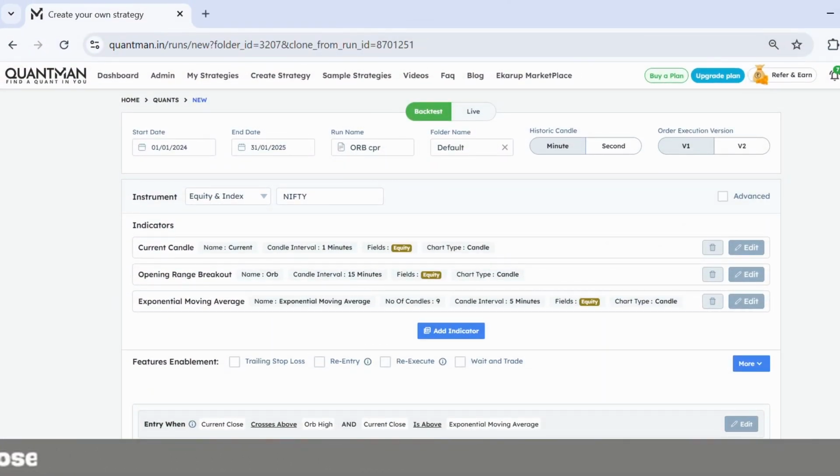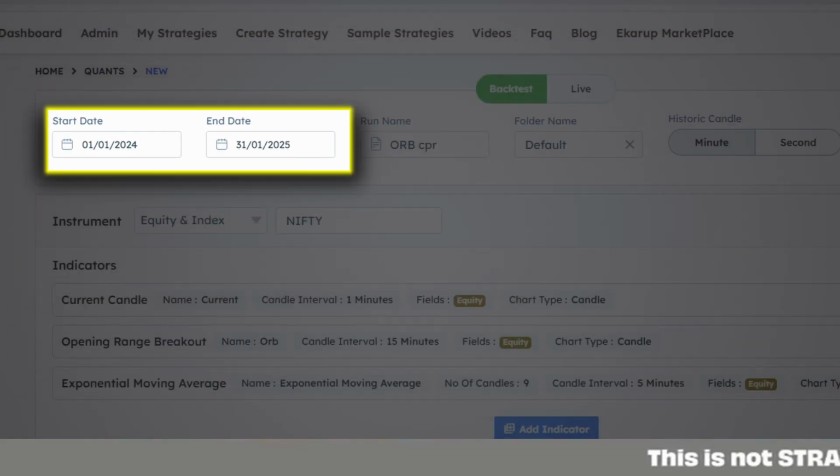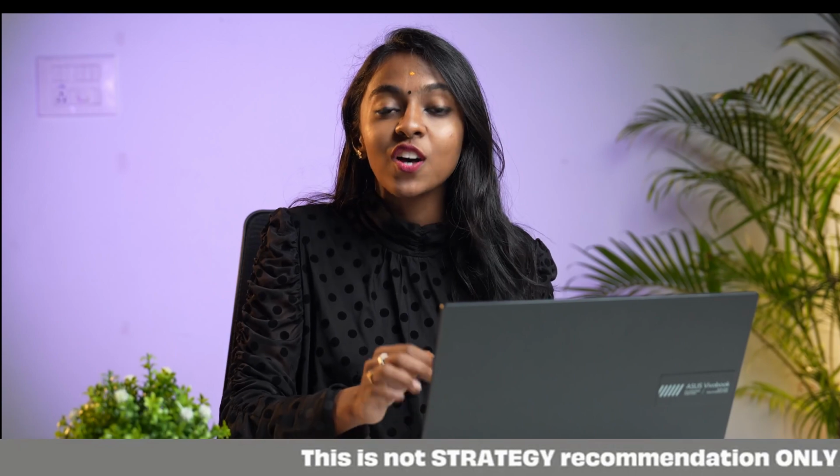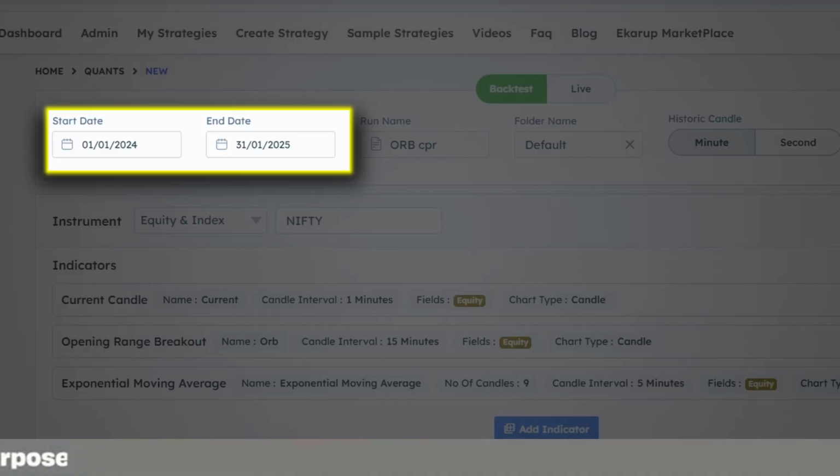So we are going to backtest the strategy from January 1st, 2024 to January 31st, 2025. This is because as per SEBI's restrictions, we are not supposed to show the last 3 months backtesting report. As already discussed, we are going to take the trade in Nifty.